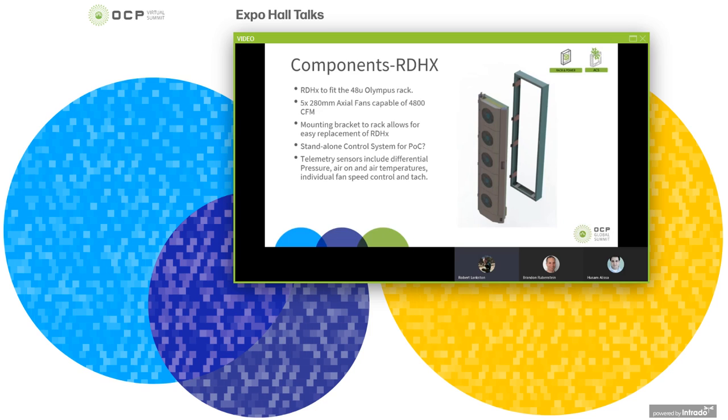The current POC system has a standalone control system for the door. However, future iterations should interface with the pumping unit to allow for external control and management of fans. Telemetry from the door includes differential pressure, air inlet, and individual fan tach and control signals.